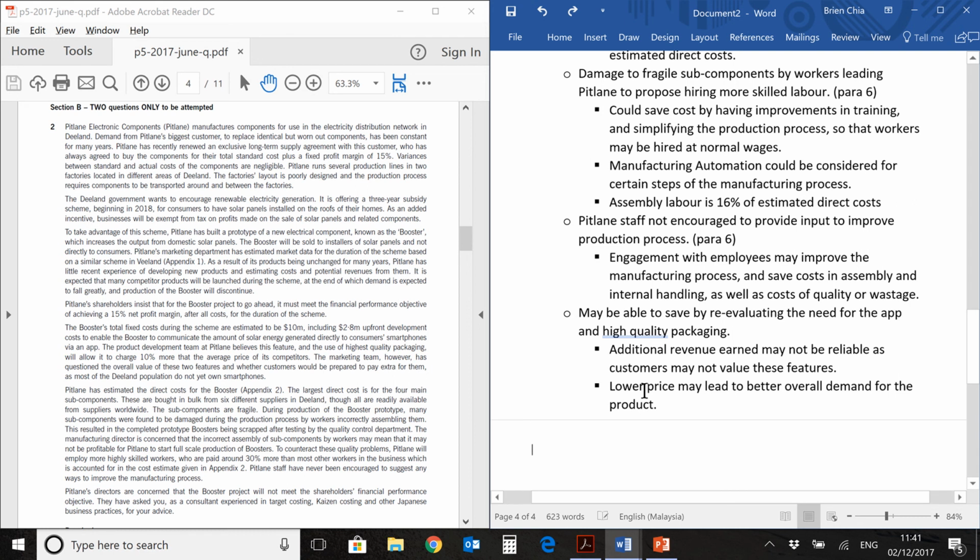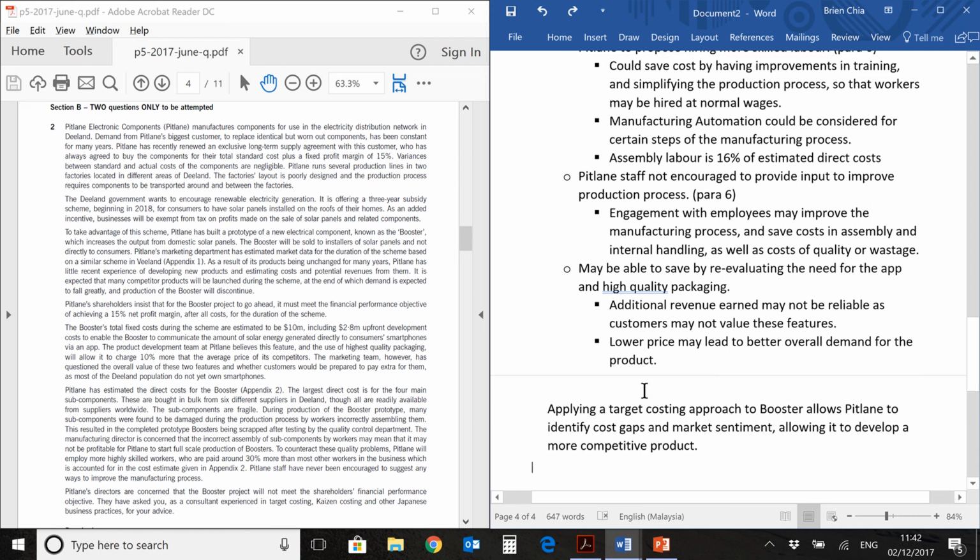Okay, so in conclusion, we can state that applying a target costing approach to the boost app allows pit lane to identify cost gaps and market sentiment, allowing it to develop a more competitive product, and we can try to achieve our net profit margin of 15%. Okay, so this concludes a series of videos for requirement B from question 2.